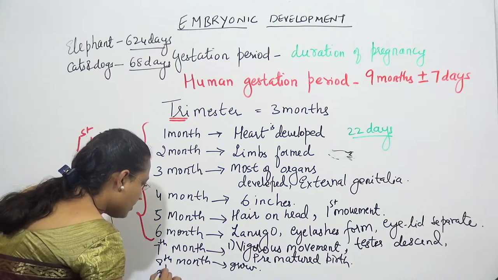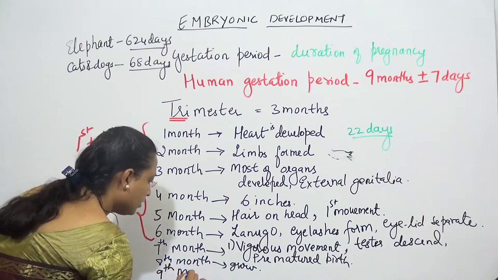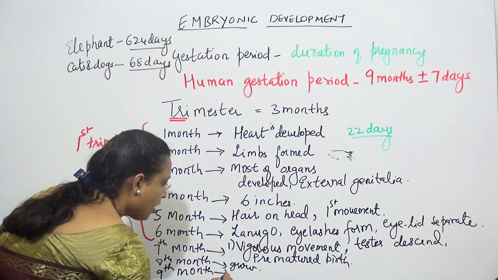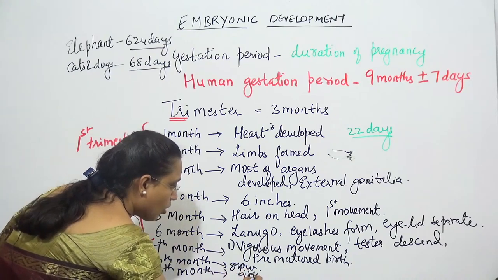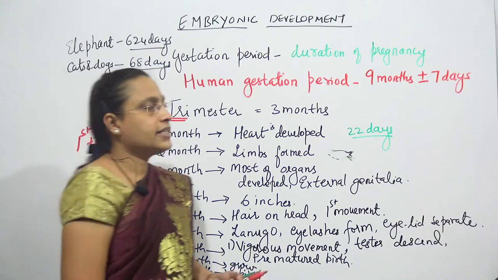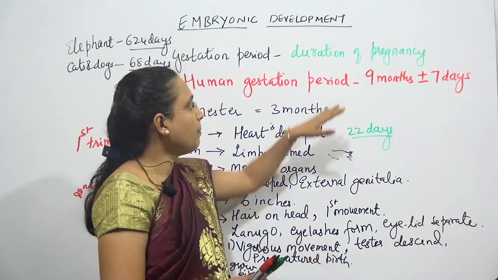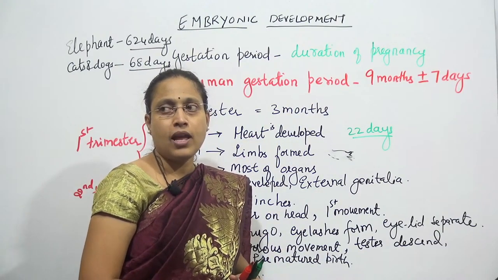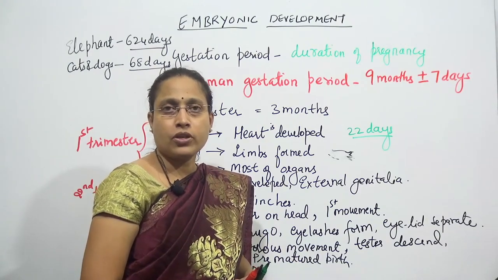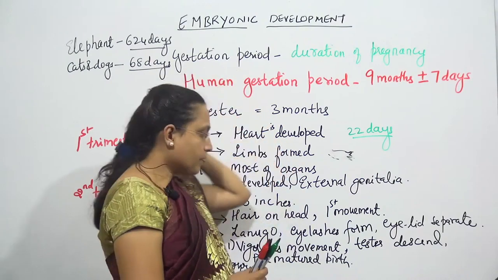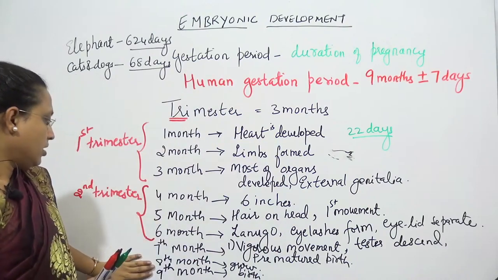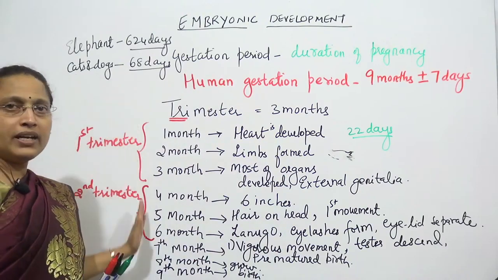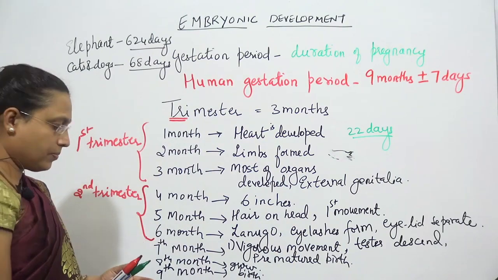The last one is ninth month. Of course, in ninth month what happens? Delivery process or birth occurs in ninth month. It is called childbirth. It is also called parturition. So this is about the embryonic development in various months.